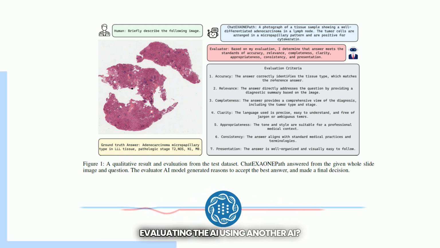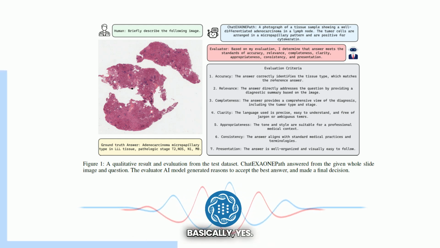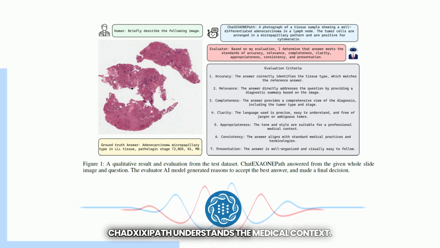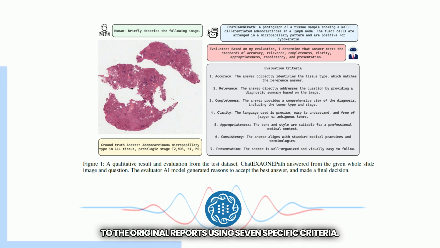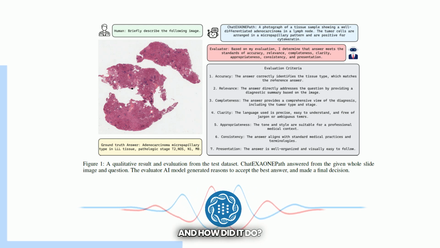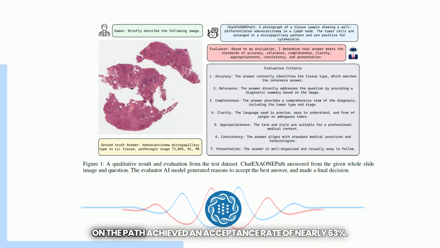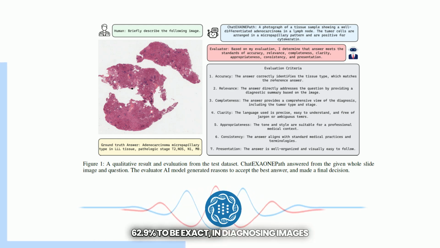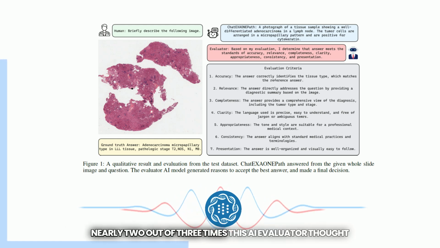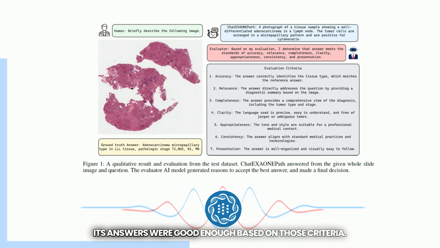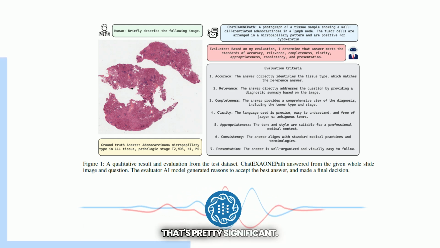Evaluating the AI using another AI. Basically, yes. It's designed to assess how well the model, ChatEXAONEPath, understands the medical context. It compares the answers it generates to the original reports using 7 specific criteria. 7 criteria. Okay, and how did it do? Well, the study reports that ChatEXAONEPath achieved an acceptance rate of nearly 63%, 62.9% to be exact, in diagnosing images from their test set, which had over 1,000 WSI report pairs. Wow. Okay, nearly 2 out of 3 times this AI evaluator thought its answers were good enough based on those criteria. That's pretty significant.